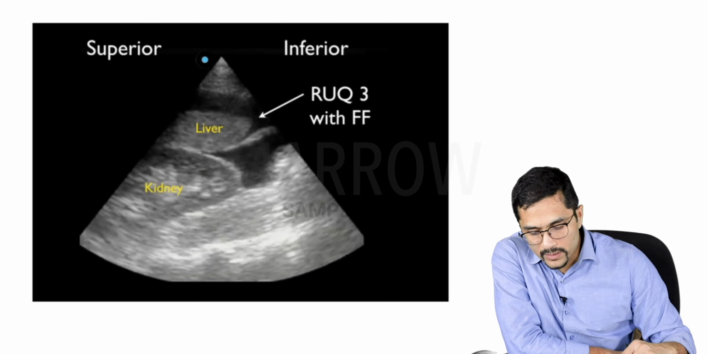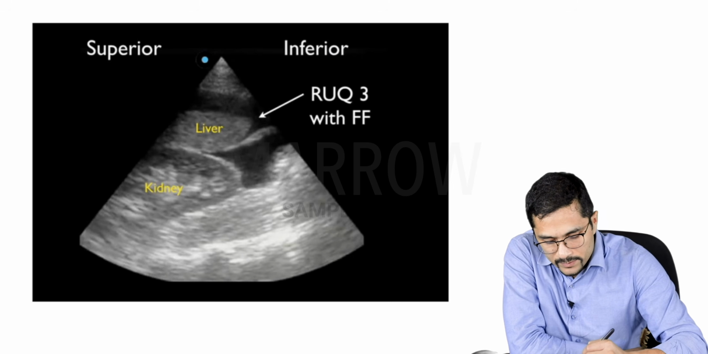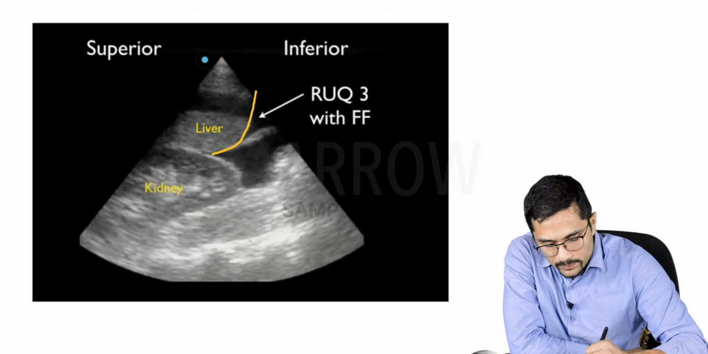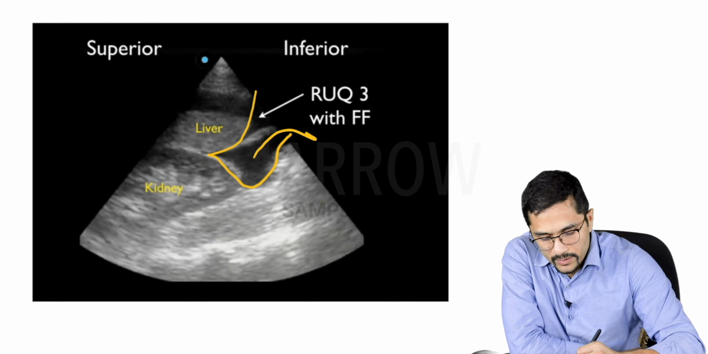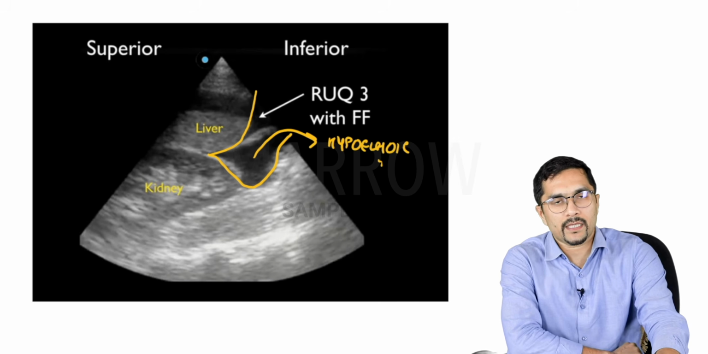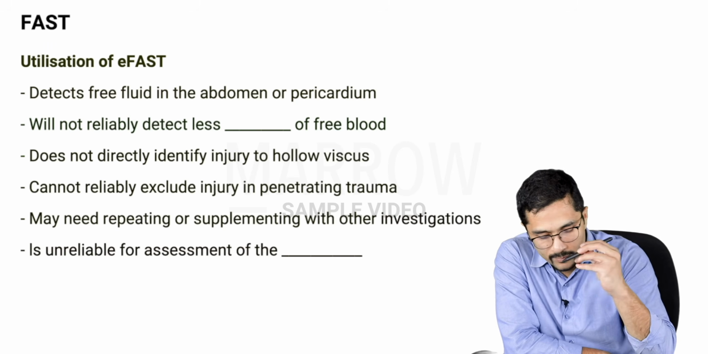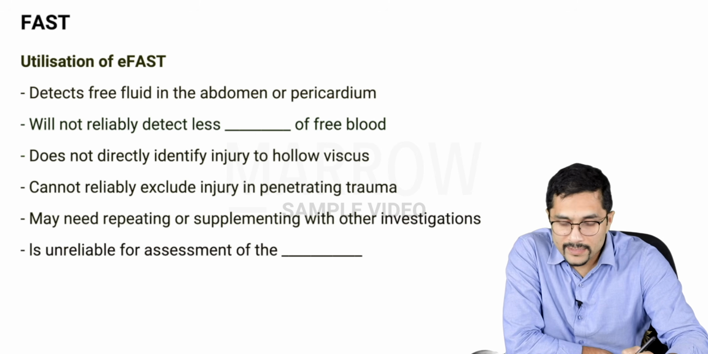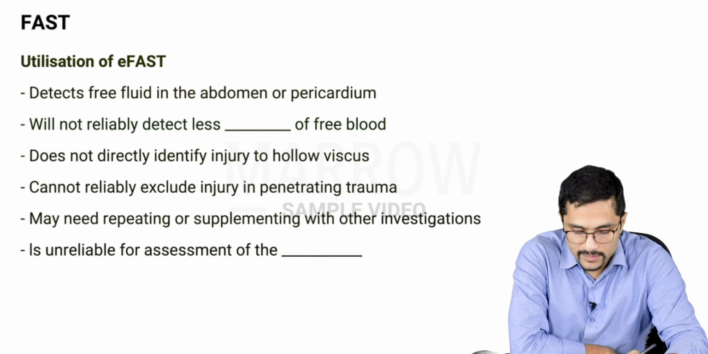Whenever we do this FAST scan, you should always remember that if FAST is positive, you are going to see free fluid, and free fluid will appear as hypoechoic, a blackish appearance or a blackish shadow. That means FAST is positive. This question has been asked in an exam where they've shown the image. I've told you the full form, that the probe is kept at 4 places and EFAST at 6 places.